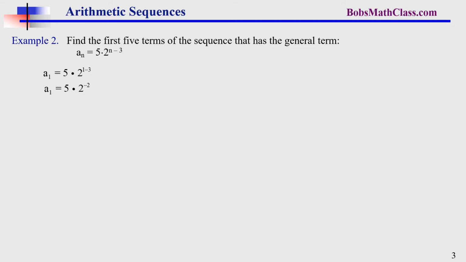So when you plug in n equals 1, you get 2 to the power negative 2. So we have to know our rules with negative exponents. You can use your calculator if you want. It should give you 1/4. But whenever you have a negative exponent, you move the term to the denominator, put a 1 on top, and then the exponent becomes positive. So that gives you 1 over 2 squared, which is 1 over 4. And then 5 times 1/4 is 5/4.